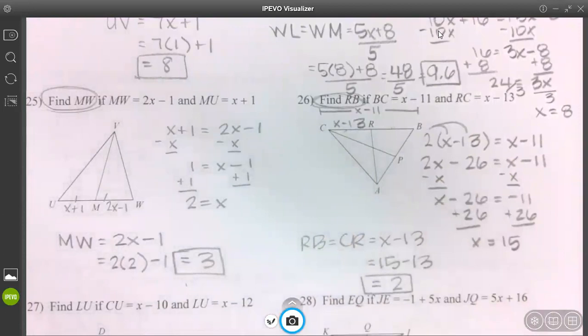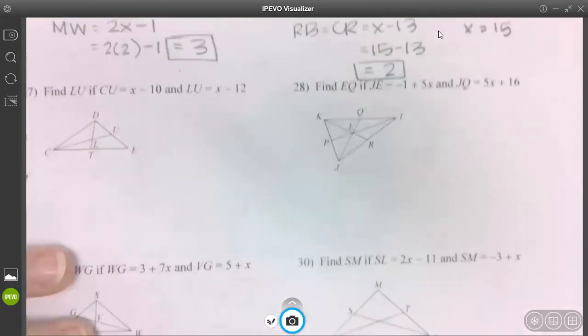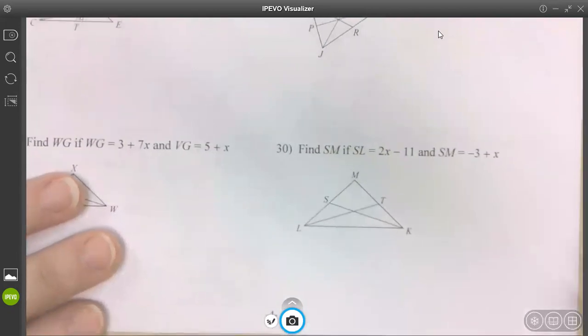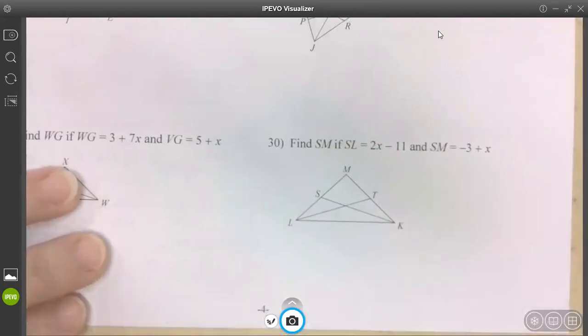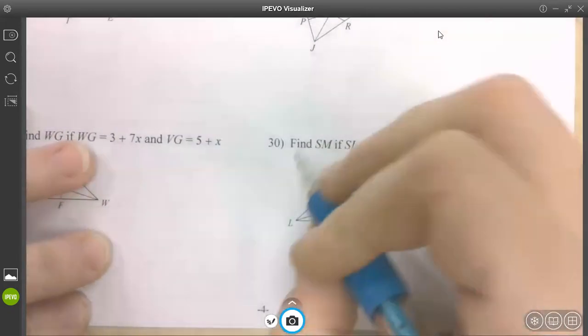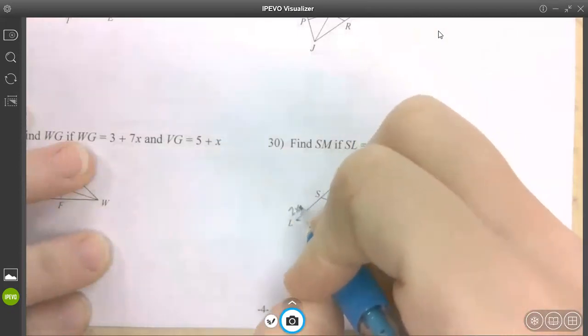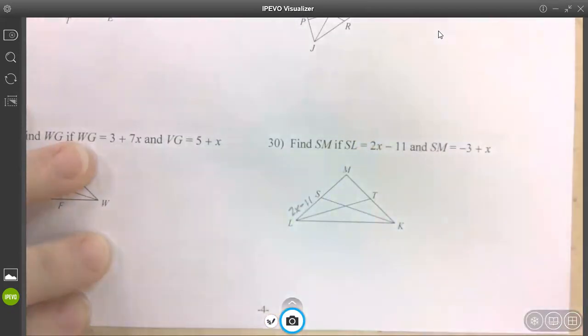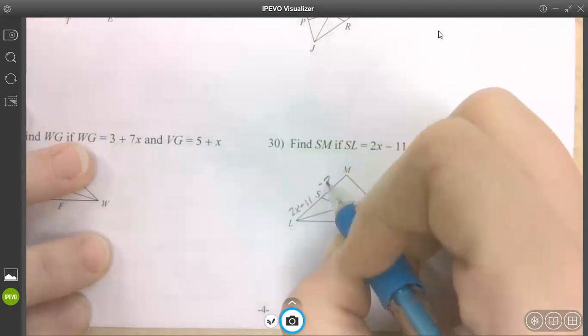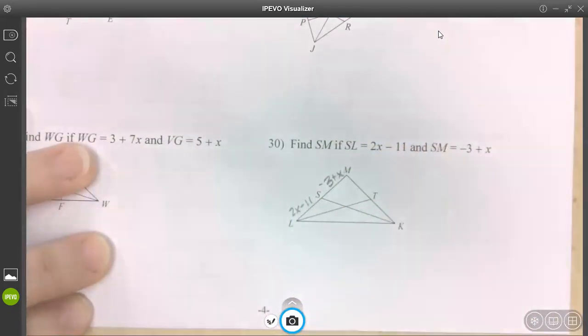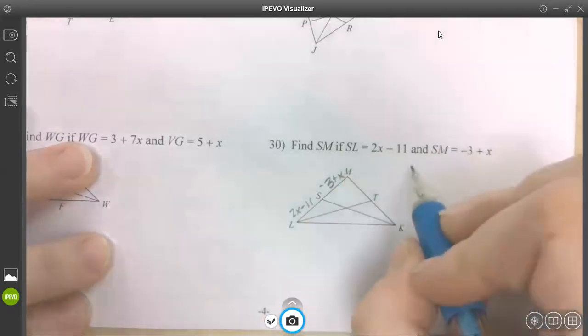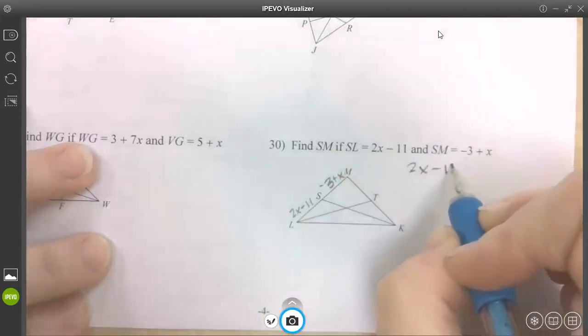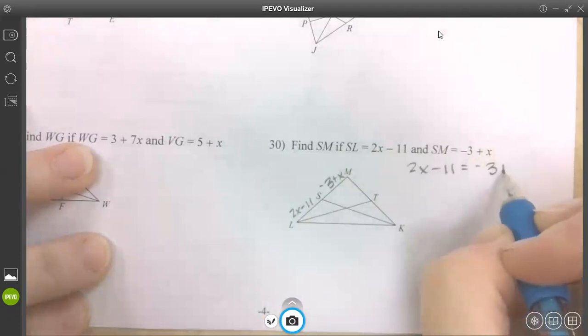We're going to skip 27, 28, 29 and move to number 30. Again, we'll come back to those. So it says find SM when SL is 2x minus 11 and SM is negative 3 plus x. So this one's pretty easy. Remember, your two parts are equal. So we're going to set them equal.